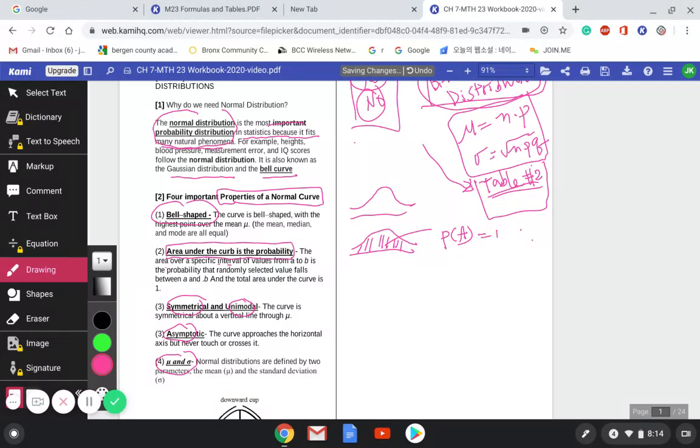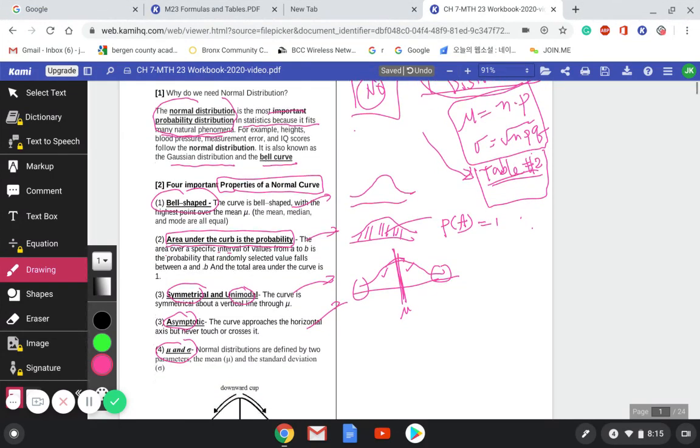And it has to be symmetric and unimodal. Unimodal means you have one top, and symmetric means the left side and the right side are the same. Asymptote means the ending part never touches the x-axis. And the one in the center is always mu, the mean.